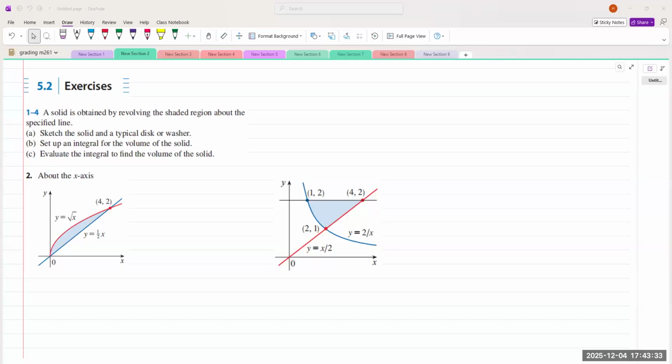I just realized my number 4 is not a complete question. It should look like this.